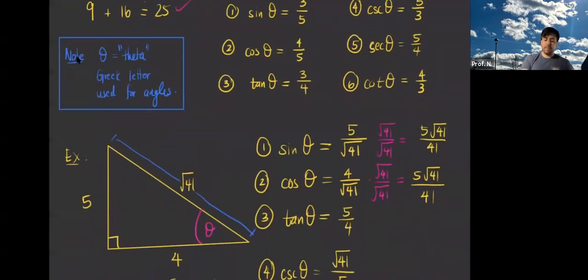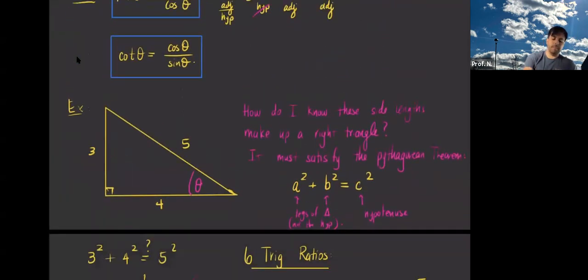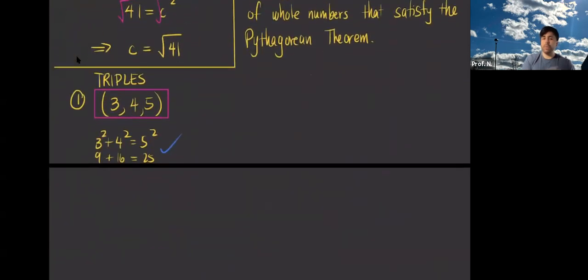But if you notice the second example, 5, 4, 5, rad 41, that's not a Pythagorean triple because the square root of 41 is not a whole number. So having sides of a right triangle that are whole numbers like this is not that common. It's actually noteworthy to find out what whole numbers make up the dimensions of a right triangle. So 3, 4, 5 is the simplest one of them.